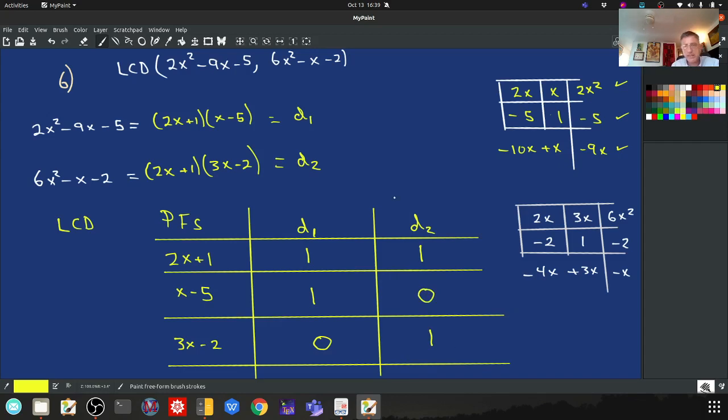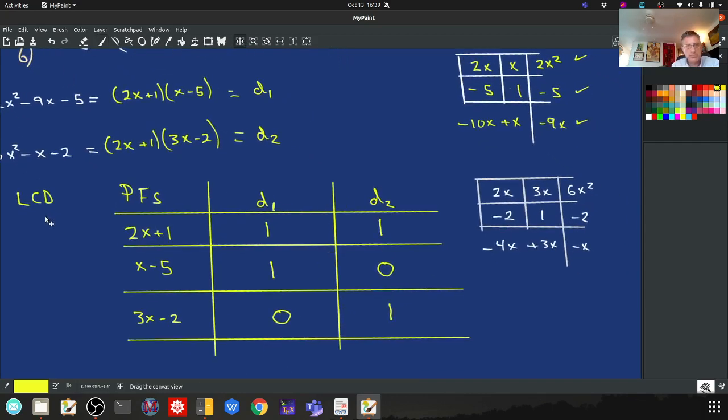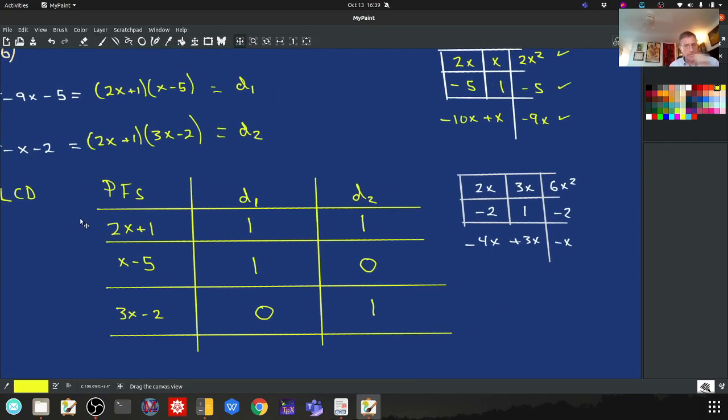So the LCD, notice each factor only appears once. 1 is the largest number in each list. So my LCD is 2x plus 1. So always grab the primes here, times x minus 5, times 3x minus 2.